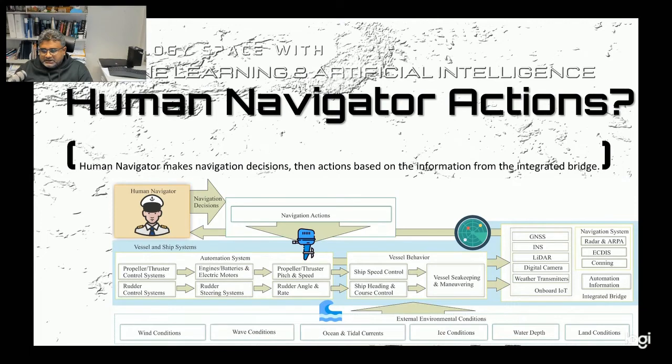This is what we can say is the process of a human navigator controlling these vessels. Here the human navigator makes navigation decisions and then turns those decisions into navigation actions. Those actions would be implemented on the vessel automation systems. And these navigation decisions are based on the information from the integrated bridge system.